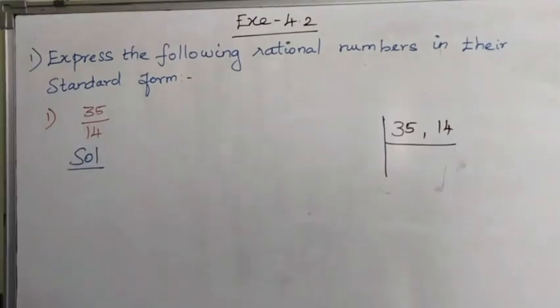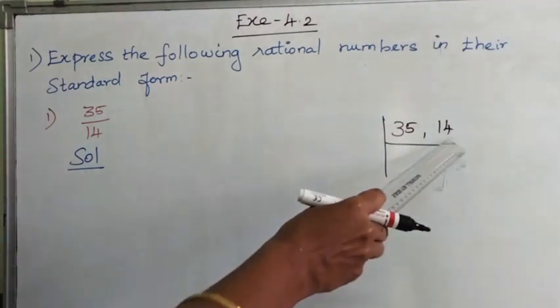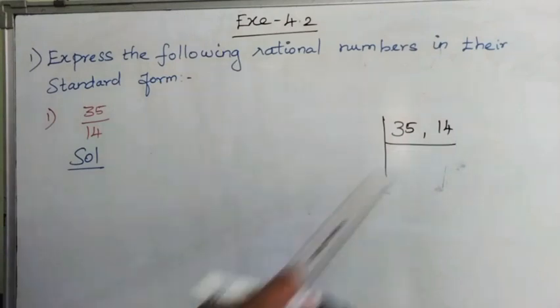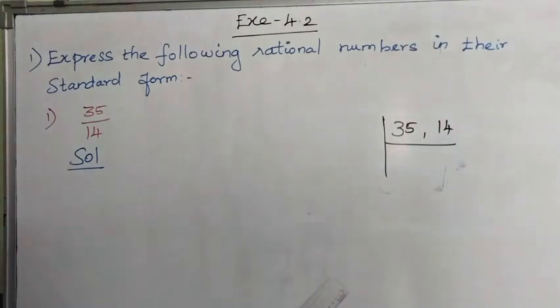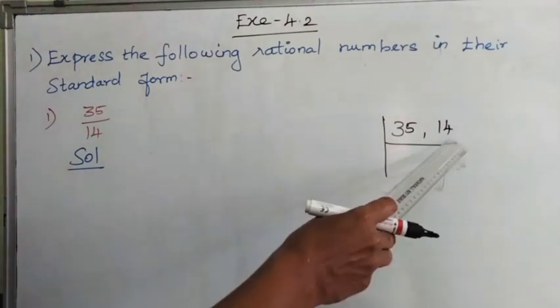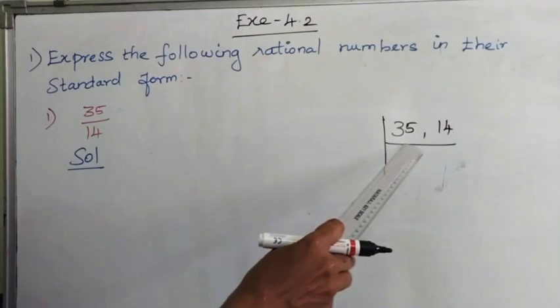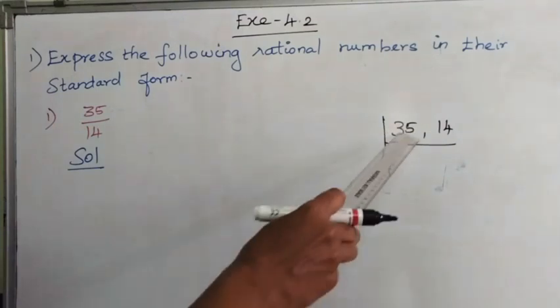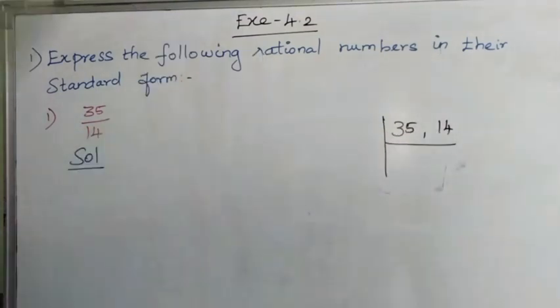See the solution. What is the common factor for 35 and 14? 35 and 14, which table do they come in? It is the 7 table. Yes, 7 twos are 14 and 7 fives are 35. So the common factor of both numbers is 7.